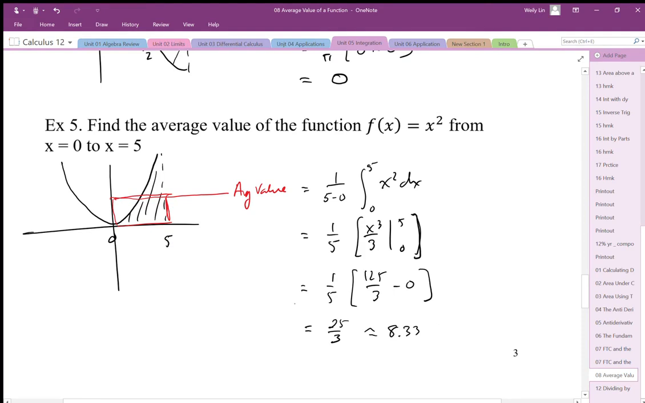And that would be the average height, about 8.3 repeating, on that graph. I didn't draw this quite accurately, because it's going to go up pretty high and get kind of thin in here, so that's going to affect the average value.